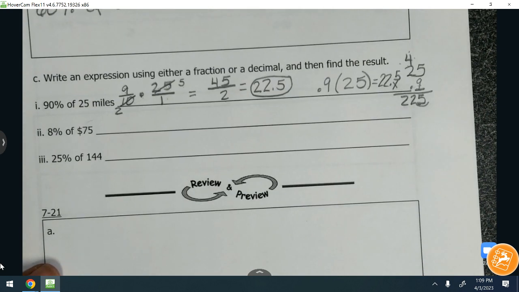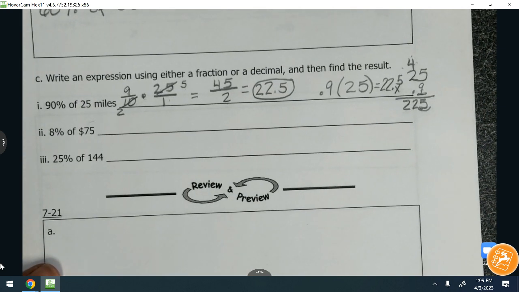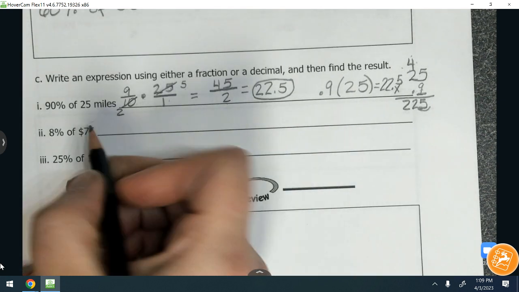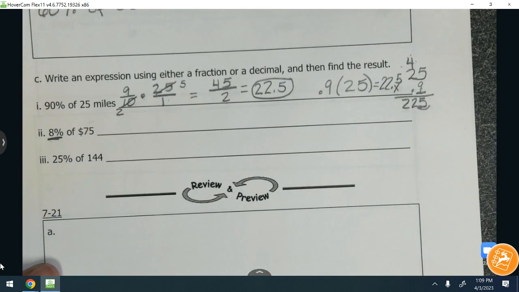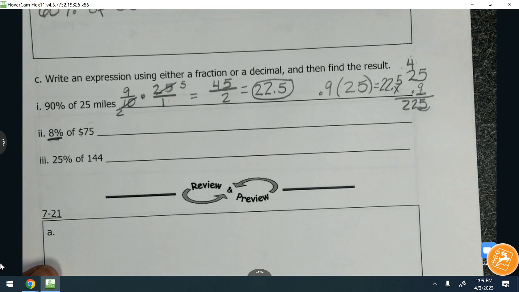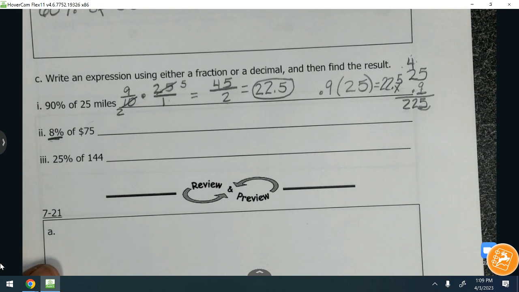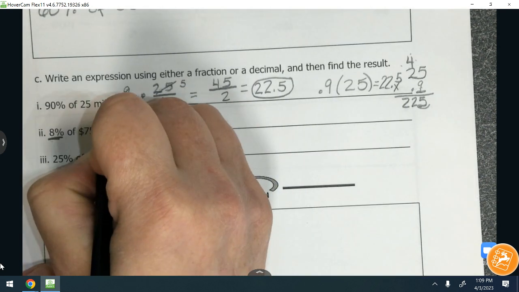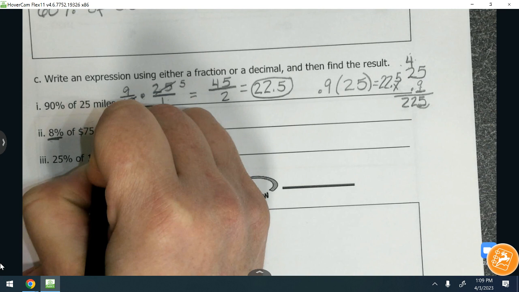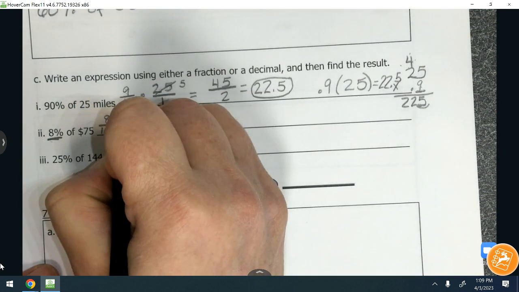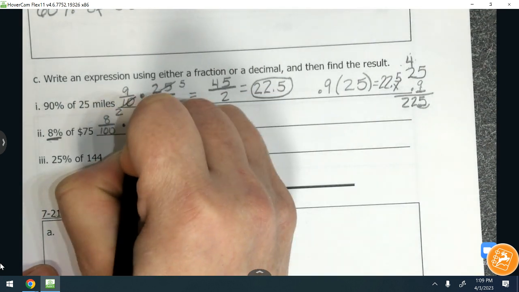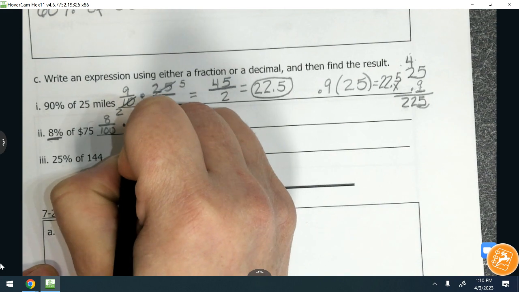Okay, let's check and see if you're right. Let's see if there's any oopses. My experience is students will make a mistake in converting that 8%. So 8% means out of 100. So I have 8 over 100 times 75 over 1.